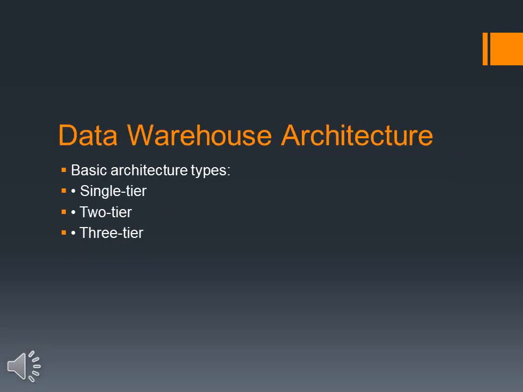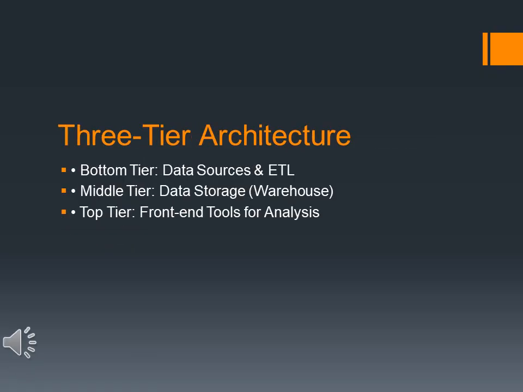Data warehouse architectures typically follow three models: single-tier, less common; two-tier, moderate separation; three-tier, most common, with clear separation of concerns. In the three-tier model, the bottom tier handles data extraction and transformation. The middle tier stores data in the warehouse. The top tier is where users access data via tools like dashboards and BI reports.